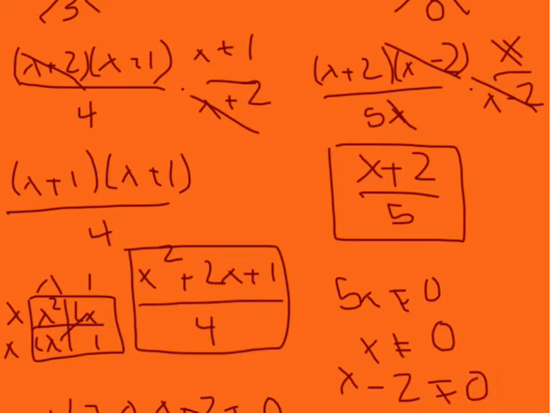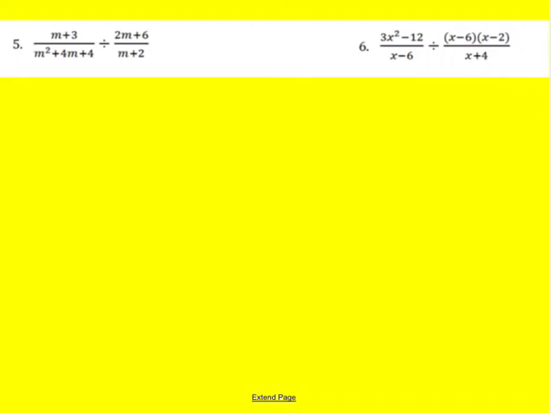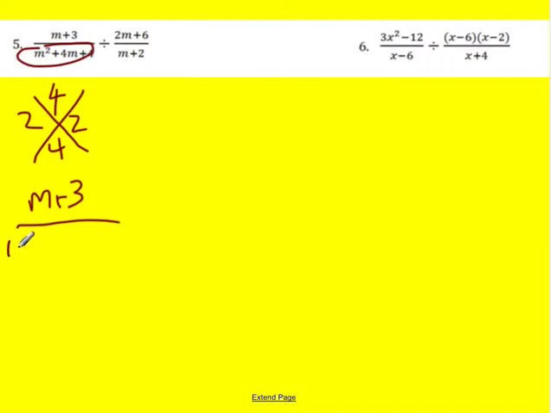Alrighty, next, let's take a look at number 5. So we need to factor. First, I need to factor this using the x. So I'm multiplying to 4 and adding to 4. So that's going to be 2 and 2. So up top, I have m plus 3. And on the bottom, what I'm going to do now is I'm going to have m plus 2 times m plus 2. Okay, so let's go ahead and flip this.